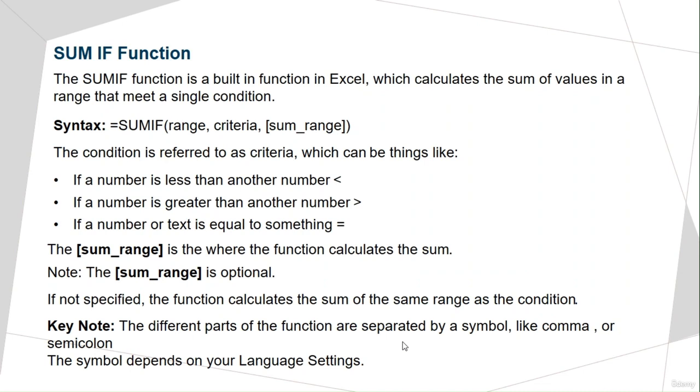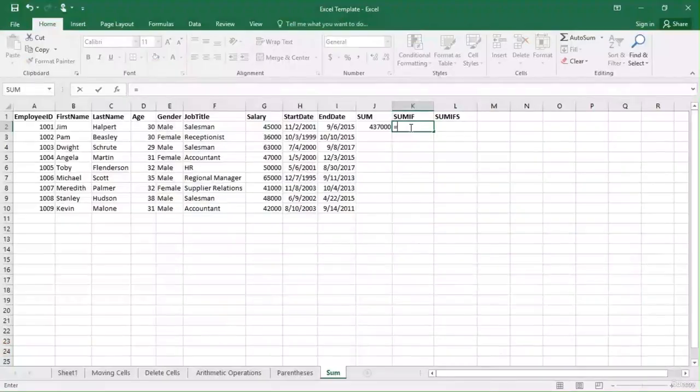Let's take a look at the SUMIF function practically. Equal to SUMIF, just like I explained, it has the range, the criteria, and the sum range. Now we have to start with the range. What is the range we want to calculate? Now we are dealing with the salary. So you highlight the salary cells. Remember your drag and drop. Comma. What is the criteria?